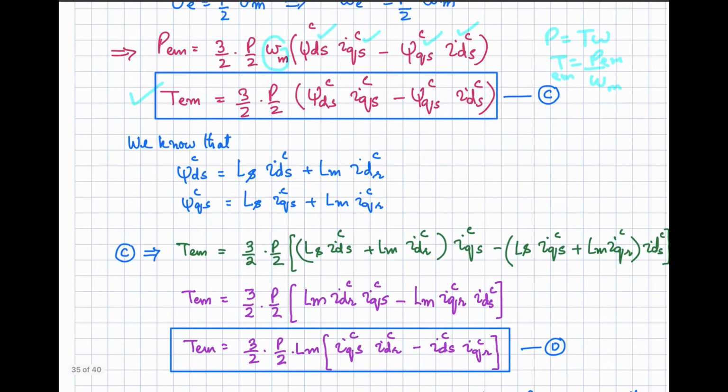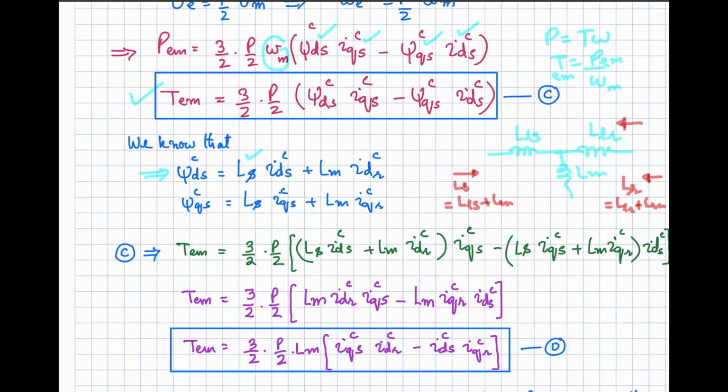We know that the d-axis flux linkages are equal to Ls into Ids plus Lm into Idr. If you look at the equivalent circuit of your induction machine, this is Lm, this is LLS, leakage inductance of the stator side, leakage inductance of the rotor side, and the total inductance from the stator side Ls is equal to LLS plus Lm, and similarly the total inductance from the rotor side is Lr, that is equal to LLR plus Lm.